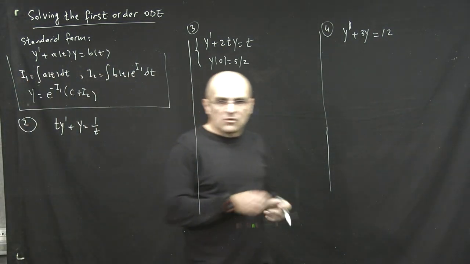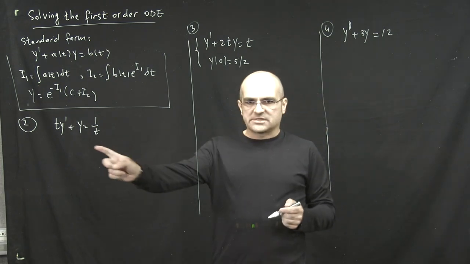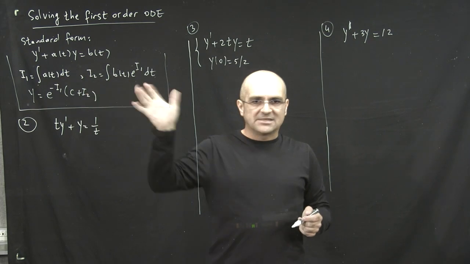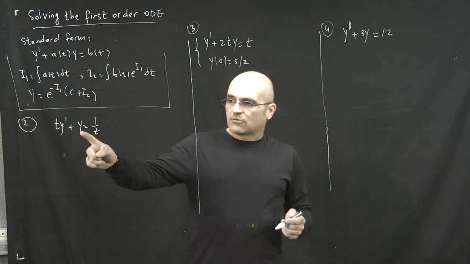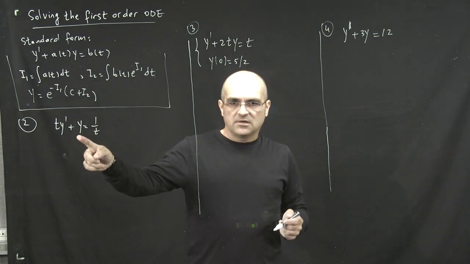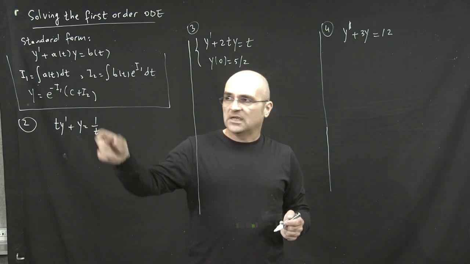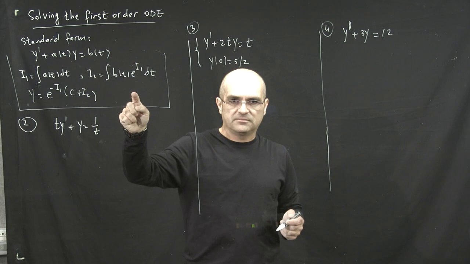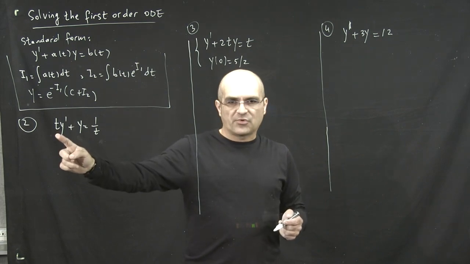Okay, so the first thing I want to point out, and again, pay attention here closely. Number 2, this example is not in the proper form. It's not in the standard form. Don't rush and say a of t is 1 and b of t is 1 over t. It's not written in the standard form for which the formula was developed, because you have t times y prime.